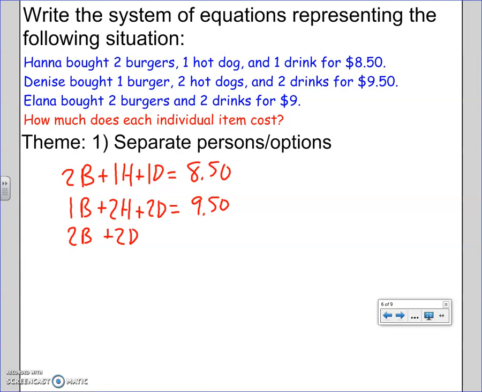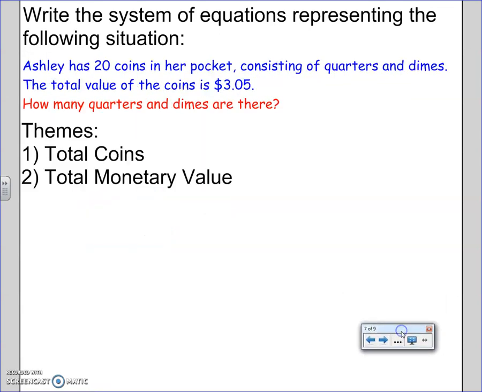Now be careful, there's no hot dogs here, equals 9. Alright, we now have the equations. You could then put that in the calculator, or turn it to a matrix, put it in the calculator, and let it solve for you. Or you can do it by hand, but it takes a while. That's it. Another theme could be this.